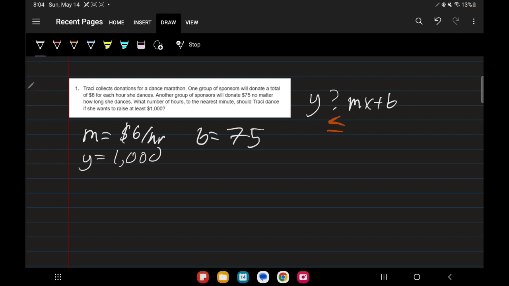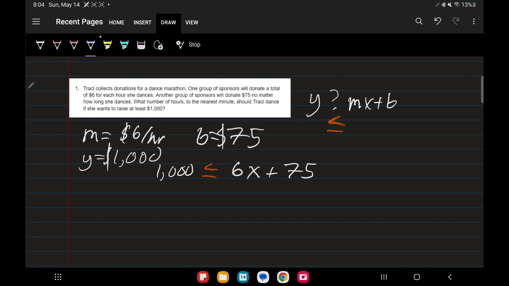So let's go ahead and fill in our equation. We get 1,000 is less than or equal to m, which is 6x, plus whatever b is, 75. So $75 and $1,000. Okay. Now we can solve. This one, pretty straightforward setup.